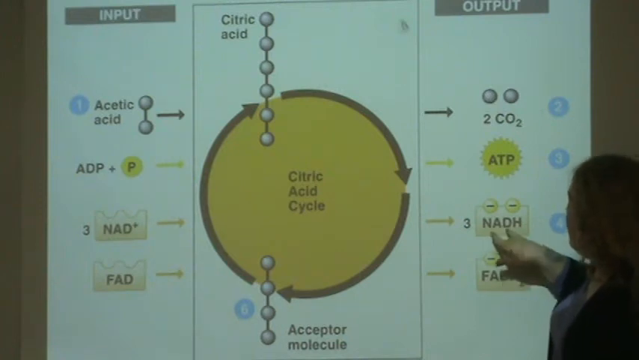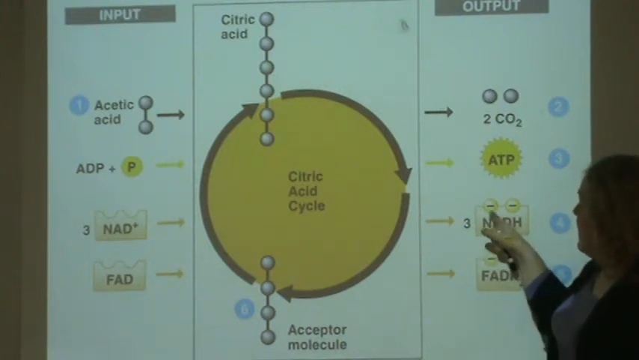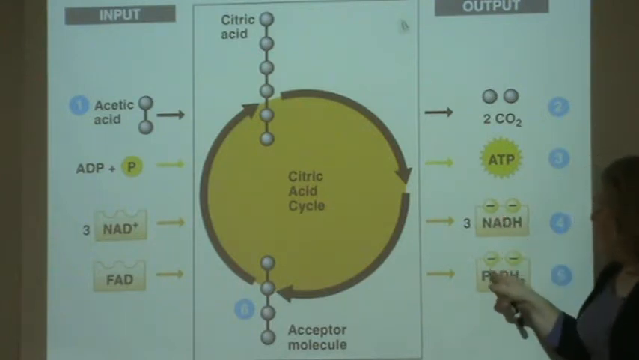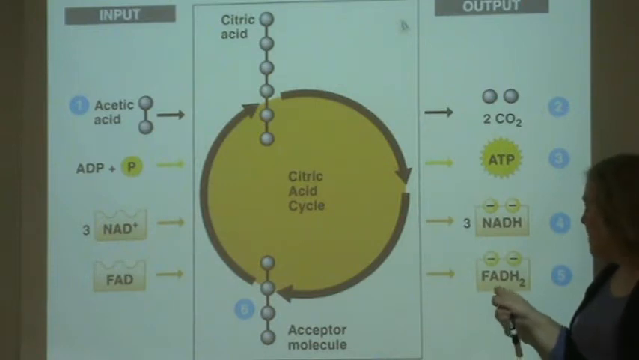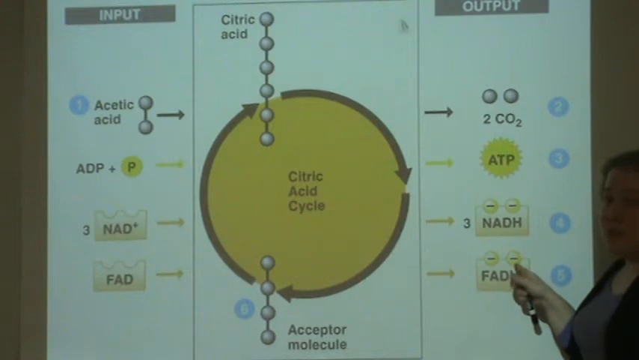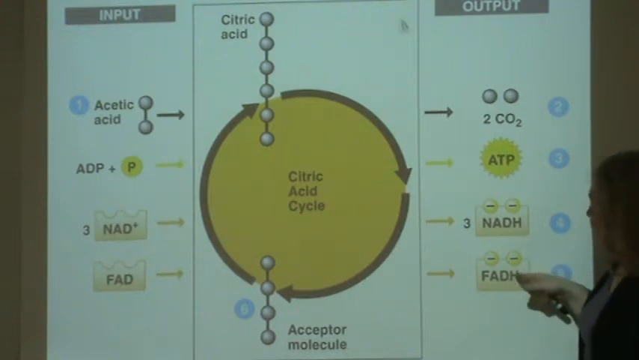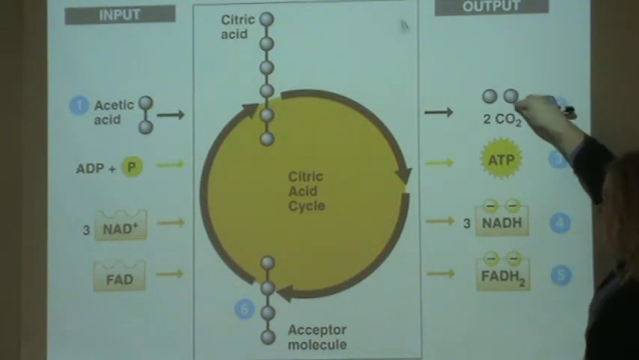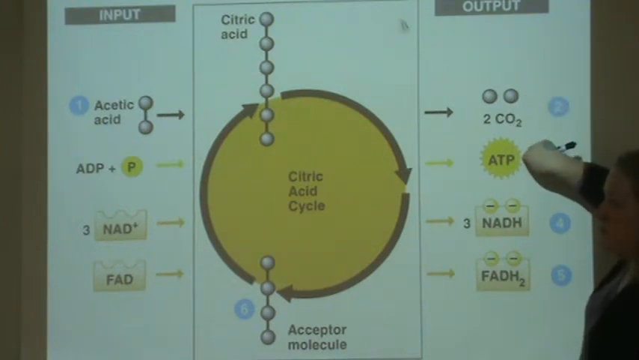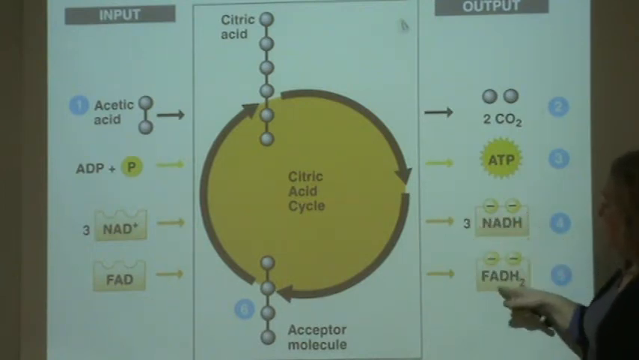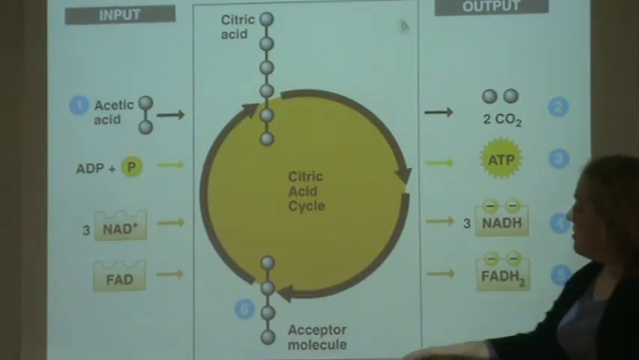So the one so far that we've talked about is NADH, and NADH is carrying energized electrons. We also have in this step a new energized electron carrier called FADH2, and it's also carrying energized electrons. So production of these is actually the major outcome of the citric acid cycle. Yes, we have some waste CO2. Yes, we have 1 ATP per acetic acid. But we have 3 NADH and we have 1 FADH2, and these are carrying energized electrons.